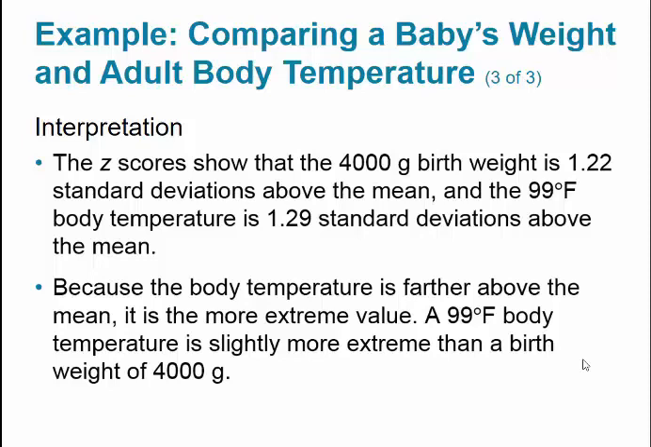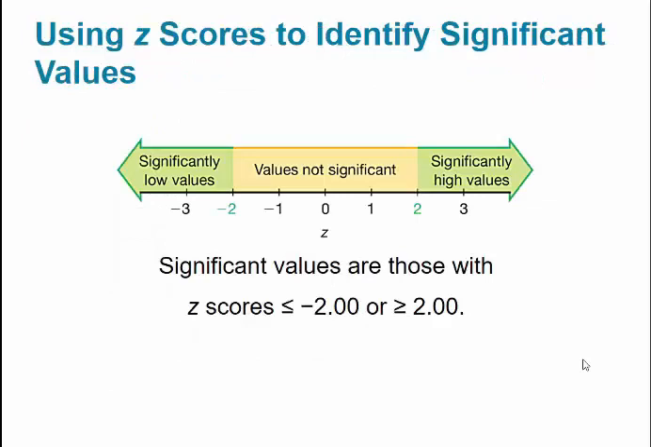I don't like to use the word extreme because honestly a Z-score of 1.22 or 1.29 is within plus or minus 2, so that's not really extreme. Compared to each other, one is greater than the other, but I wouldn't use extreme. Just to recap, anything beyond plus or minus 2 standard deviations from the mean is considered significantly low or high. If it's within plus or minus 2, then it's not considered significant at all.